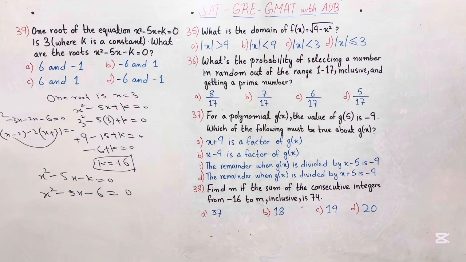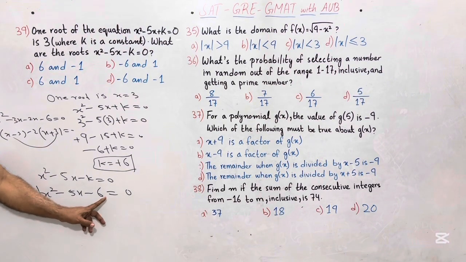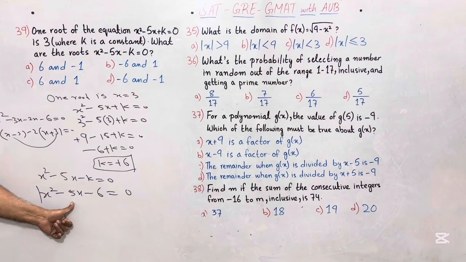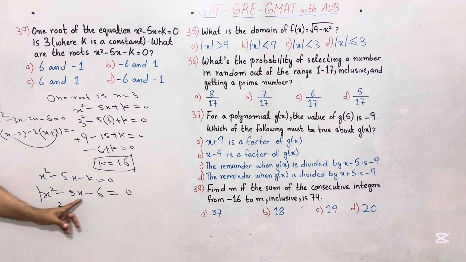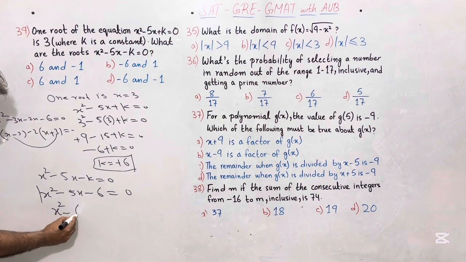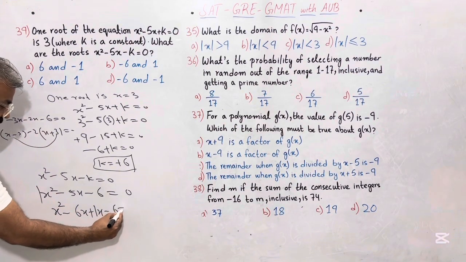So we take another path. 1 times 6 is 6. Negative 6 plus 1 results in negative 5. So we can break this middle term as x square minus 6 times x plus 1 times x minus 6 is equal to 0.